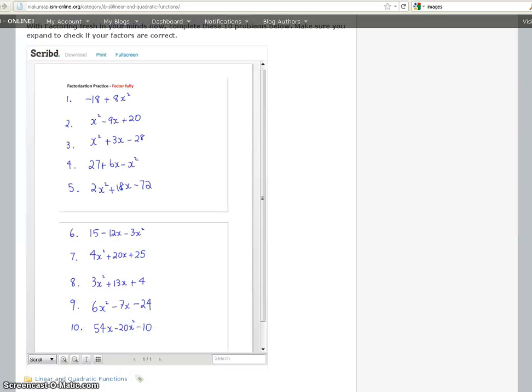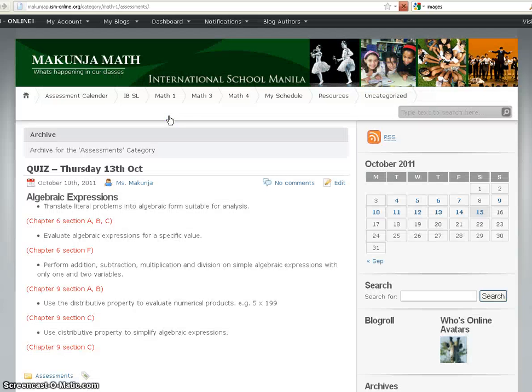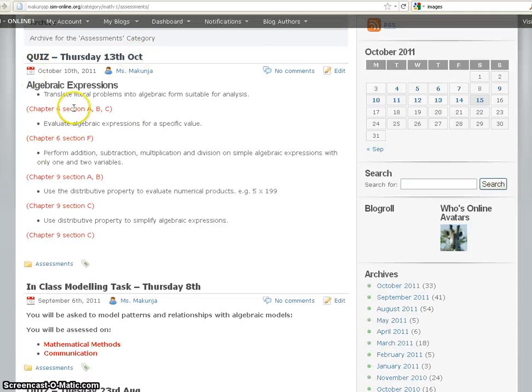Alright, let's go back up and have a look at another one of our classes. Let's go to Math 1. As you can see, we've got assessments and homework as well here. So let's go to our assessments. Here you'll be able to see assessment dates and exactly what are the objectives being assessed, and places you can go to get help. I'll also publish quiz solutions and test solutions in here for kids to be able to reflect on over a period of time.